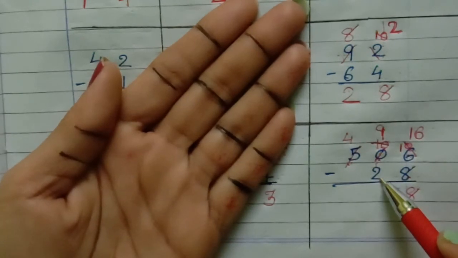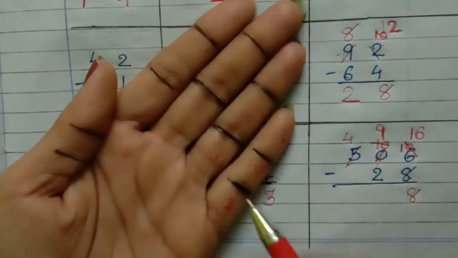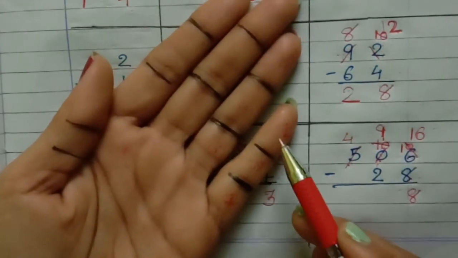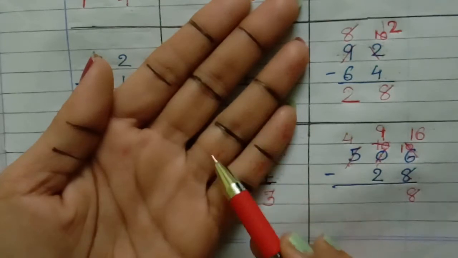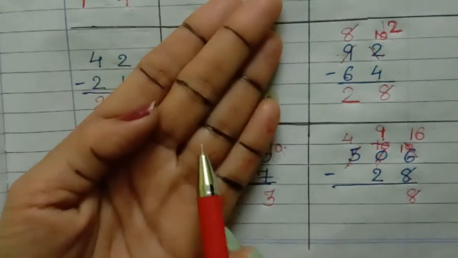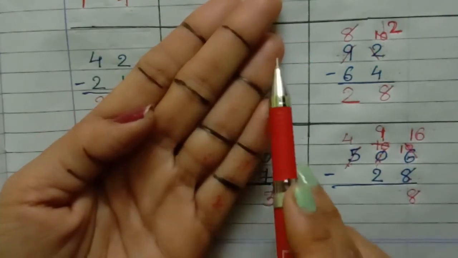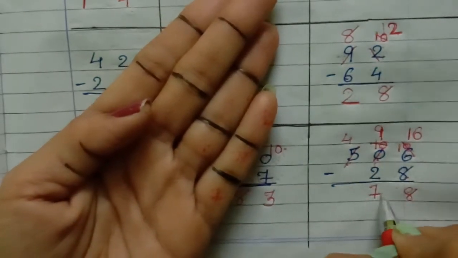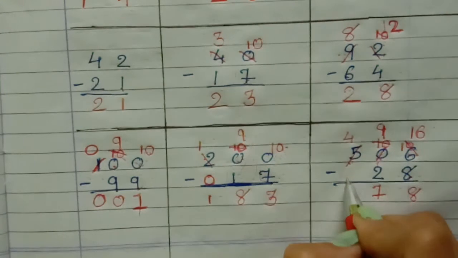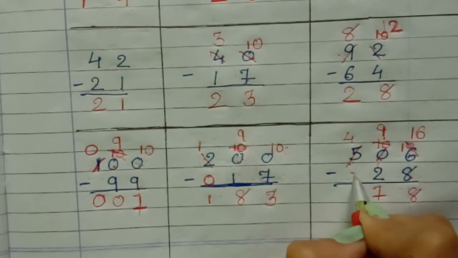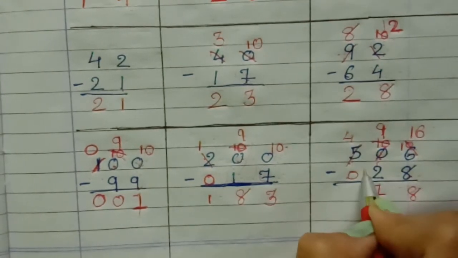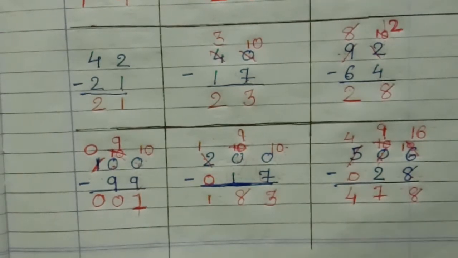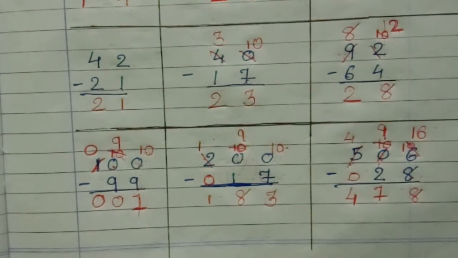9 minus 2. So from where we will start? After 2 till 9. So 3, 4, 5, 6, 7, 8 and 9. How many? 1, 2, 3, 4, 5, 6 and 7. So write here 7. And 4 minus nothing is given, so 0. 4 minus 0, 4. So our answer is 478.